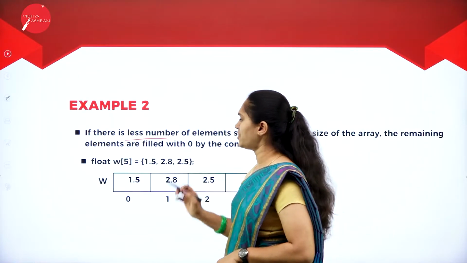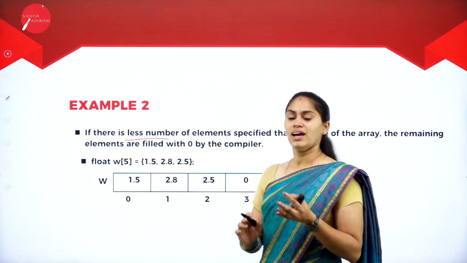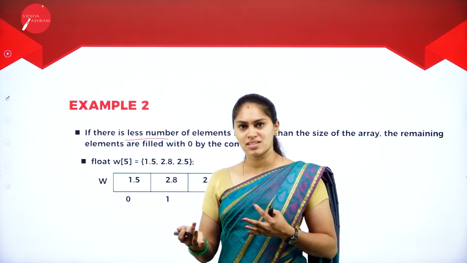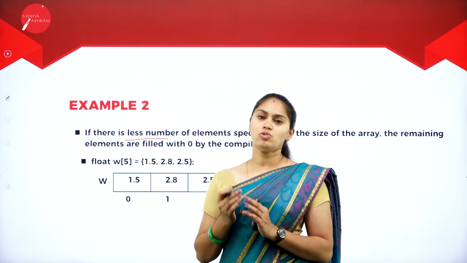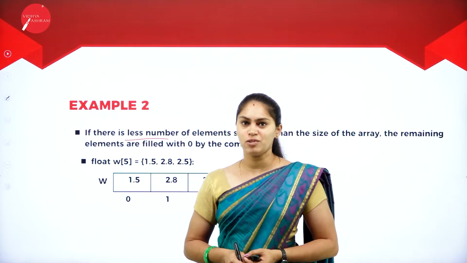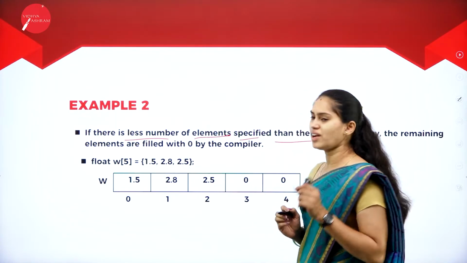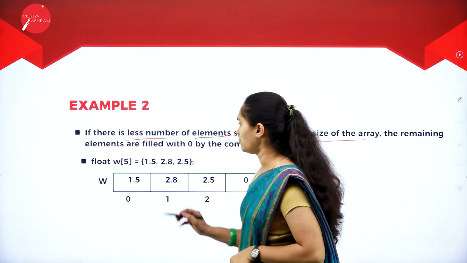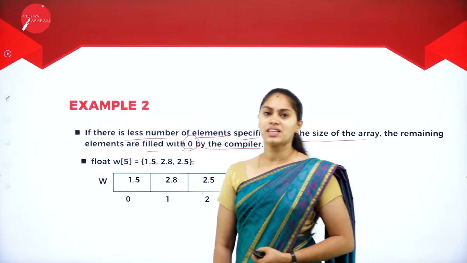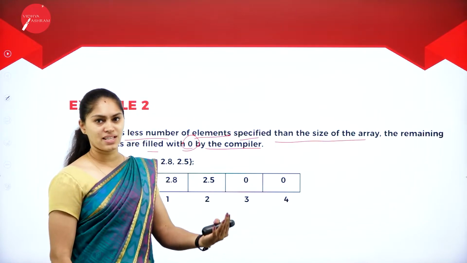So, here what if there are fewer elements than my given size? For example, I am going to take the size as 5, but I am going to give only the values of 3 elements. So, I am left with 2 more elements. Then what should be the value of the remaining 2 elements? They will be filled with 0. If fewer elements are specified than the size of the array, the remaining values will be filled with 0 by the compiler. By default, it gives 0 as the remaining value if the number of elements is lesser than the specified size.